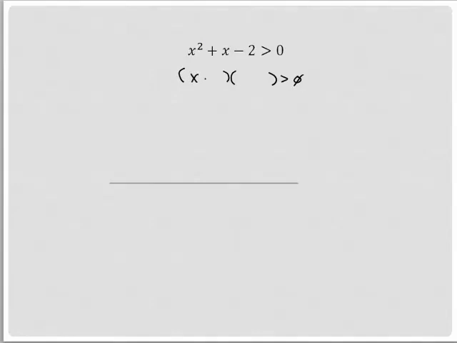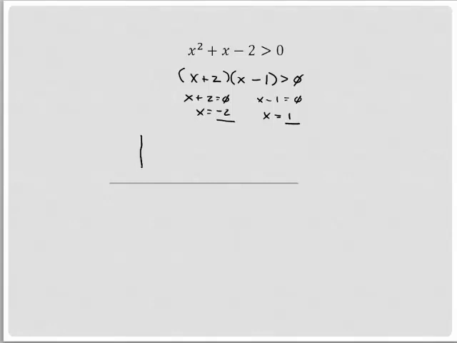So what is that factor? x plus 2 and x minus 1. So if we take x plus 2 equal to 0, we get x equals -2. And if we take x minus 1 equal to 0, we get x equals 1. Now remember, these are what I refer to as our pinpoints.